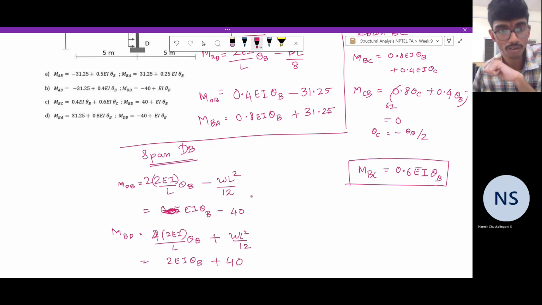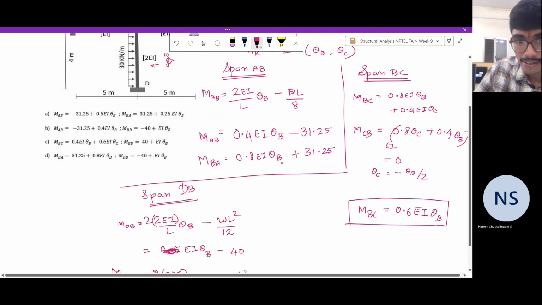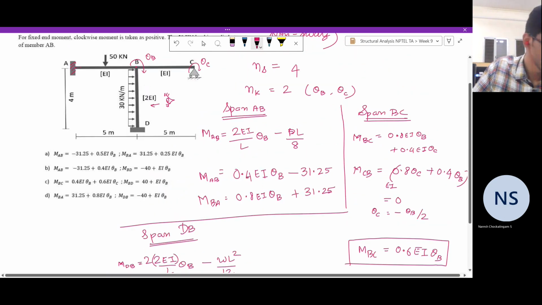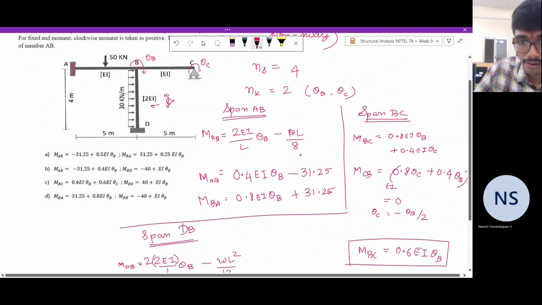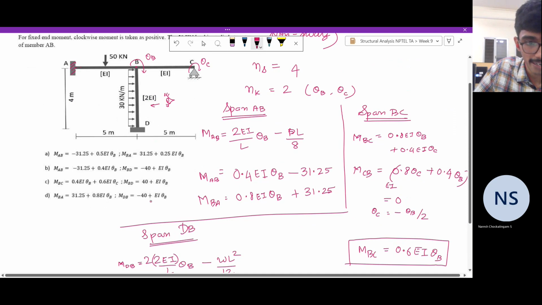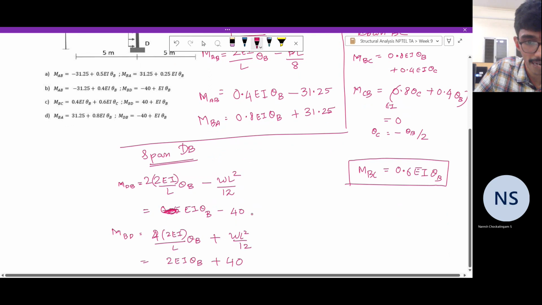So therefore, we have the slope deflection equations for all these spans. Let us see which option is correct. So the correct answer is MBA is 31.25 plus 0.8 EI theta B, and MDB is minus 40 plus EI theta B. So the correct option is option D.